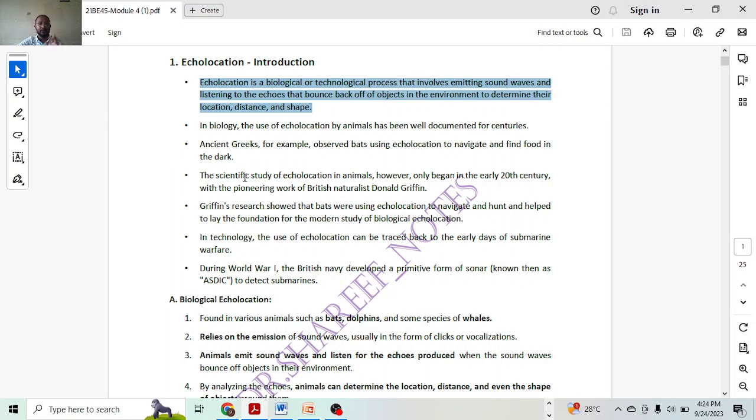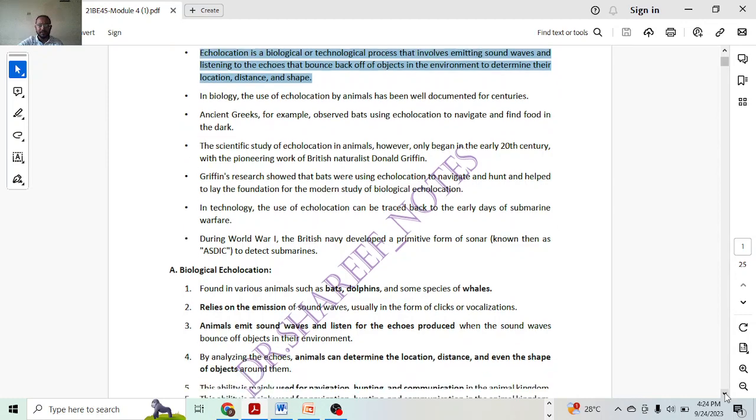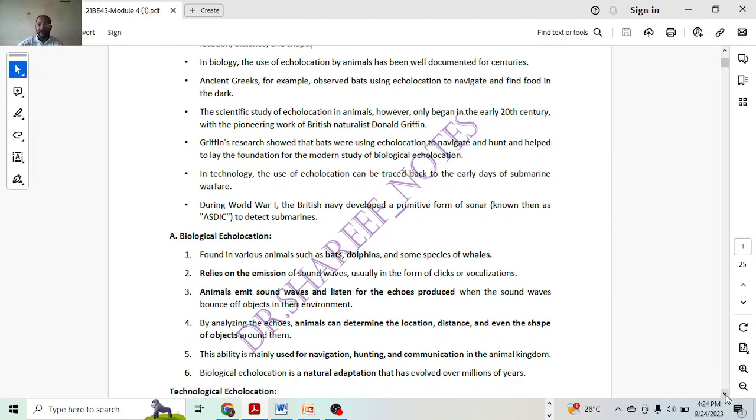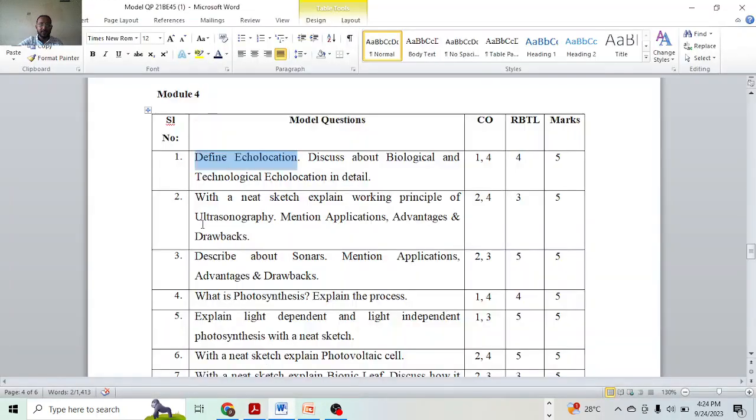That's it. You don't have to write any other points, the history, World War One, how it started, all those things. It doesn't require. This is all for your information. And if it is asked for 10 marks, fine, you go on adding your own points, not a problem. But see the question first. For a definition of echolocation you have only one mark. Even if you write 10 pages, you will get only one mark.